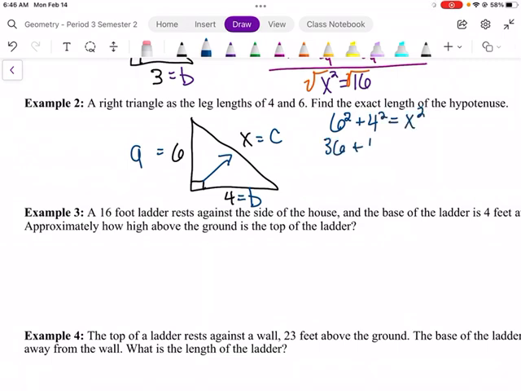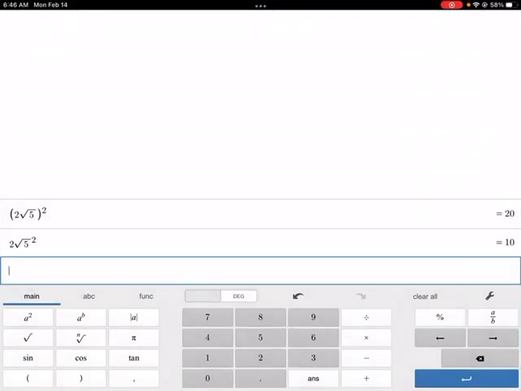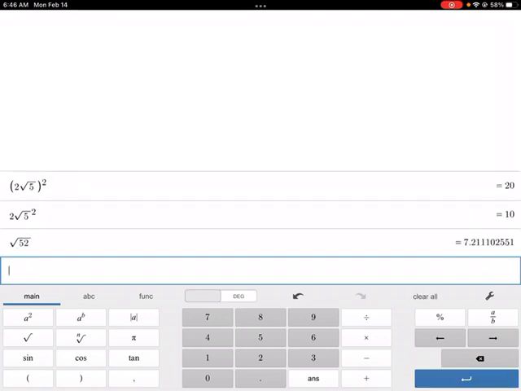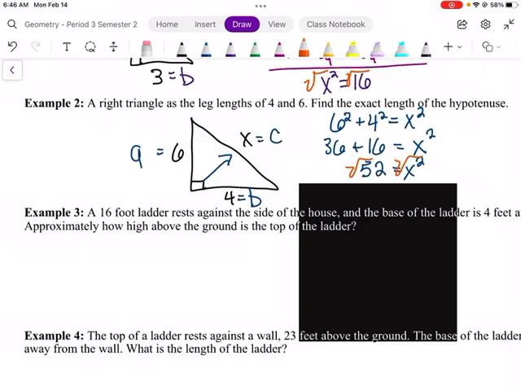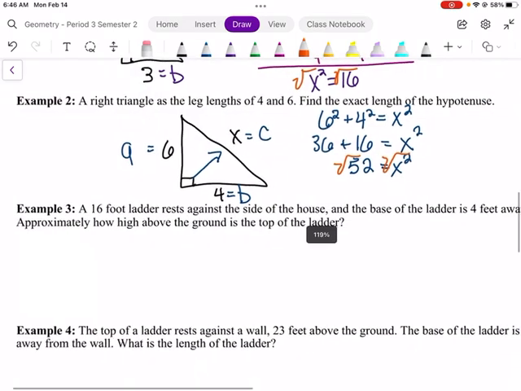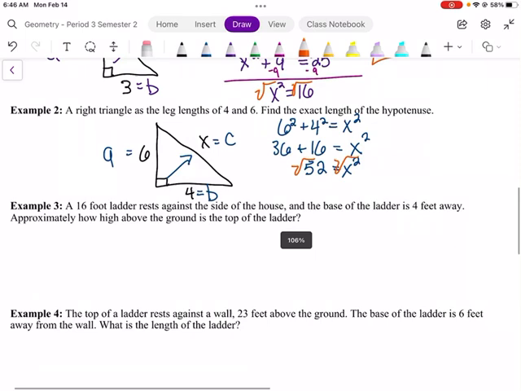And we would get 36 plus 16. Add those together, 52 equals x squared. And you'll notice that when we take the square root of this, if we were to type the square root of 52 into a calculator, we will not get a whole number. So that means we need to do a factor tree. Last chapter, we were able to give decimal rounded answers. This chapter, we are expected to do the exact answers with the simplified square root.